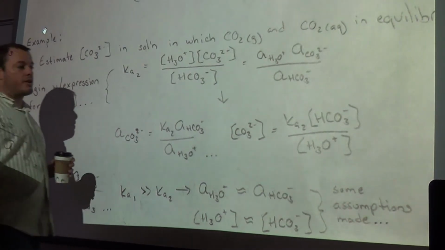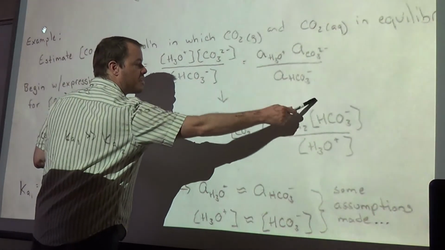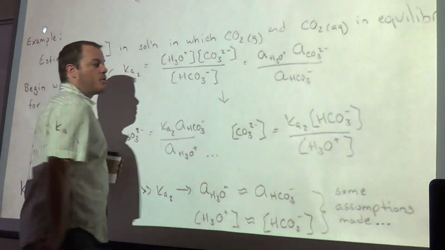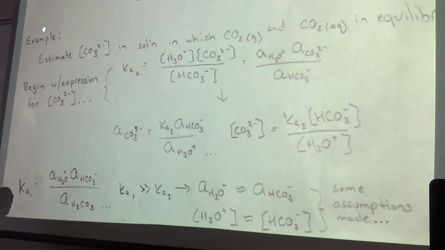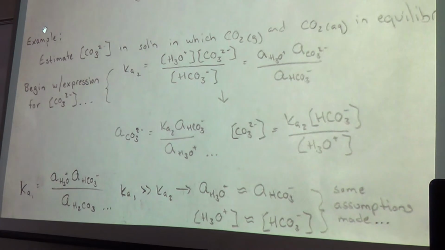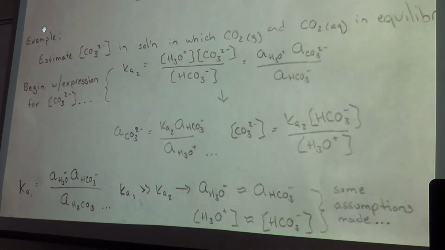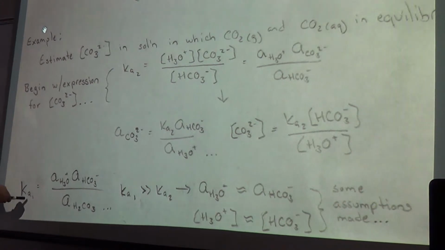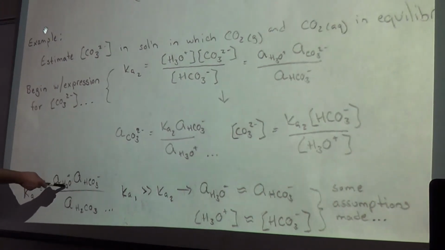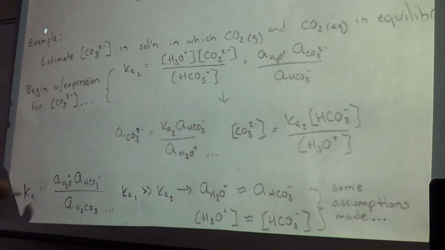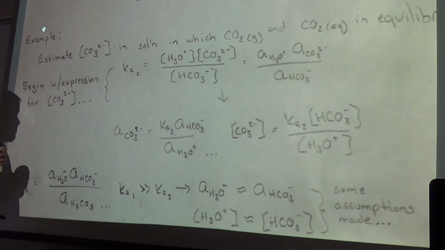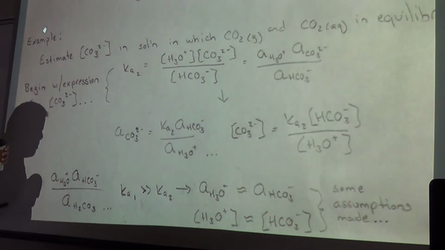And we're going to go back now to the first dissociation to obtain a relationship between the concentration of HCO3- and the concentration of H3O plus. So you rewrite Ka1. You see that Ka1 has both the activity of H3O plus and the activity of HCO3- in the expression.